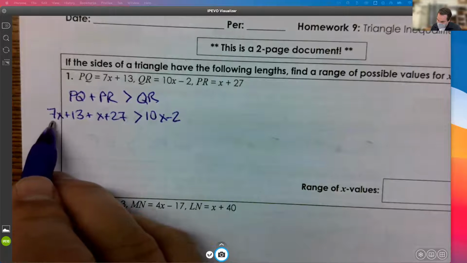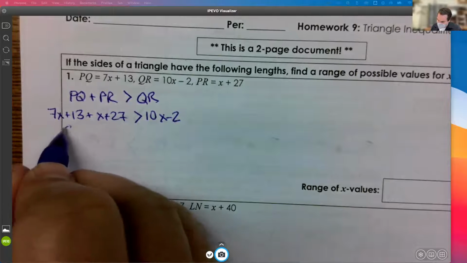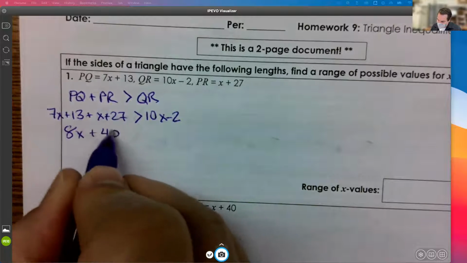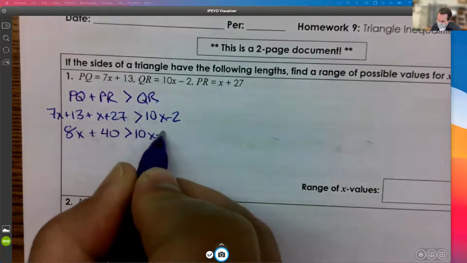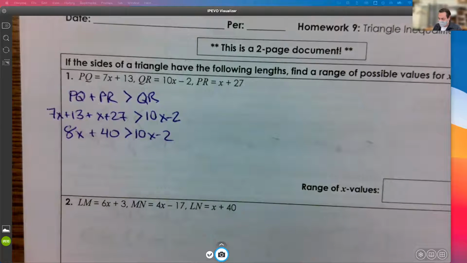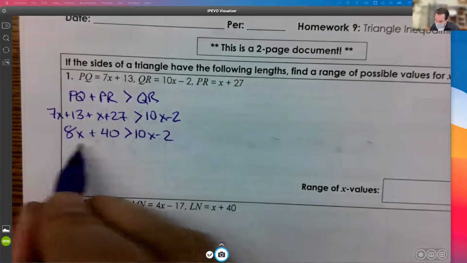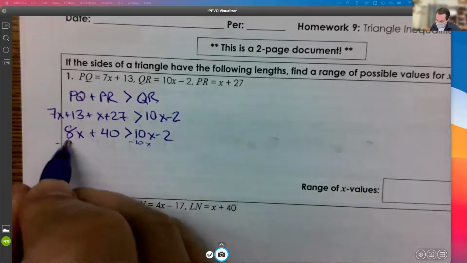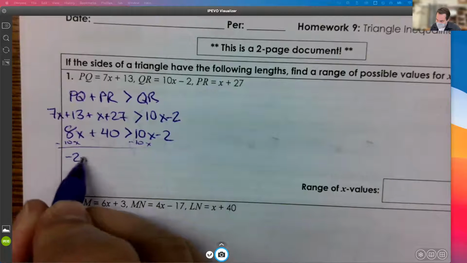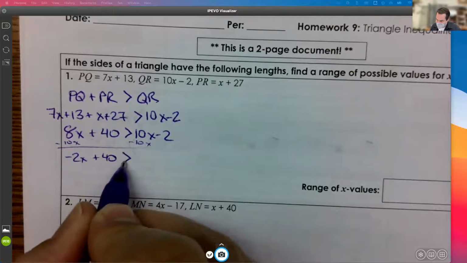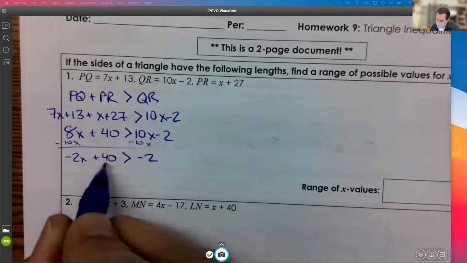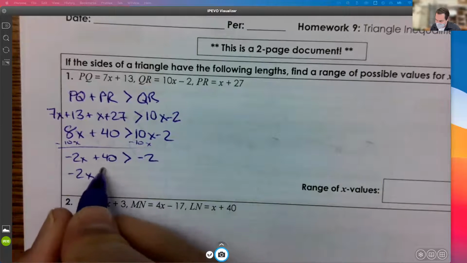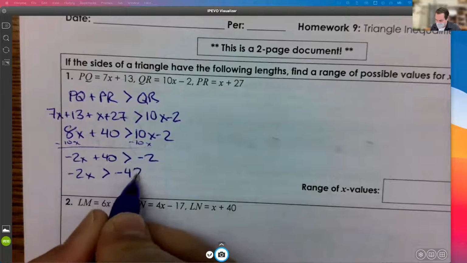Now we'll clean this up. I've got 7x and one more x on the same side, so that's 8x. 13 and 27 makes 40. It's greater than 10x minus 2. And I'm going to make a rookie move here. I'm going to bring my x's over to the left. So I'll subtract 10x from both sides. Negative 2x plus 40 is greater than negative 2. That means I move the 40 to the right by subtracting it. So I get negative 2x is greater than negative 42.